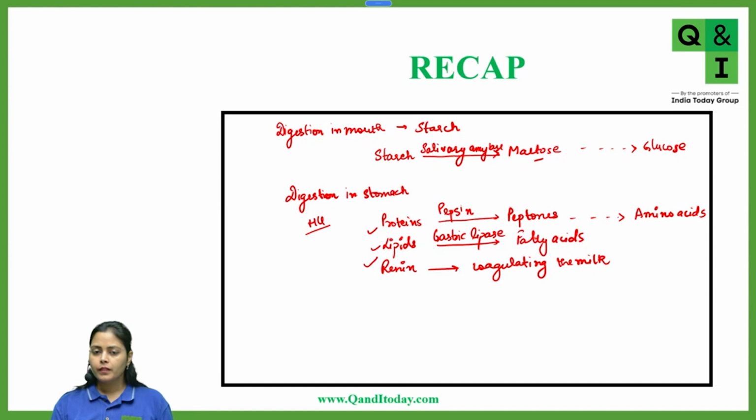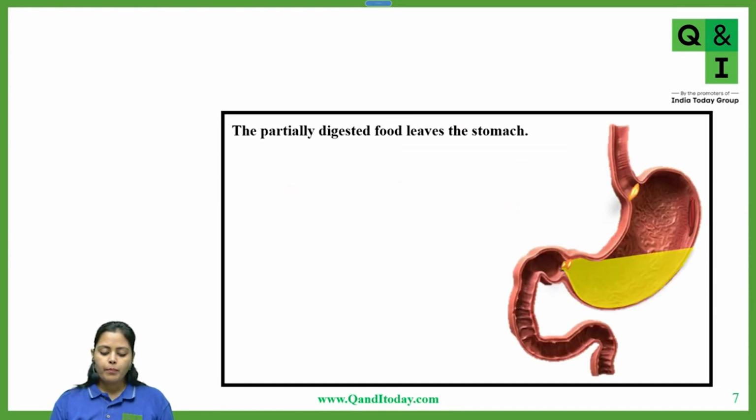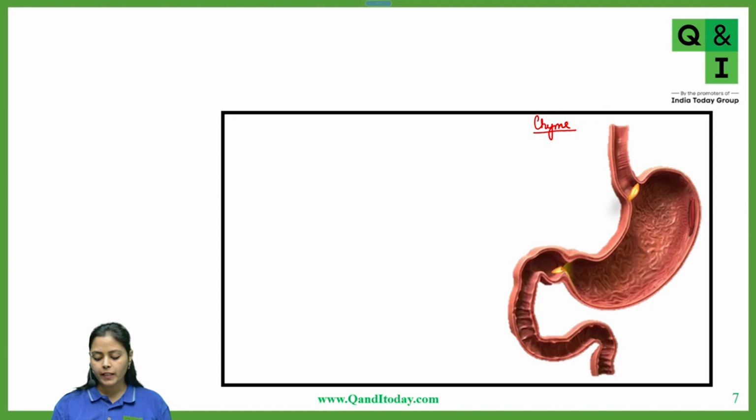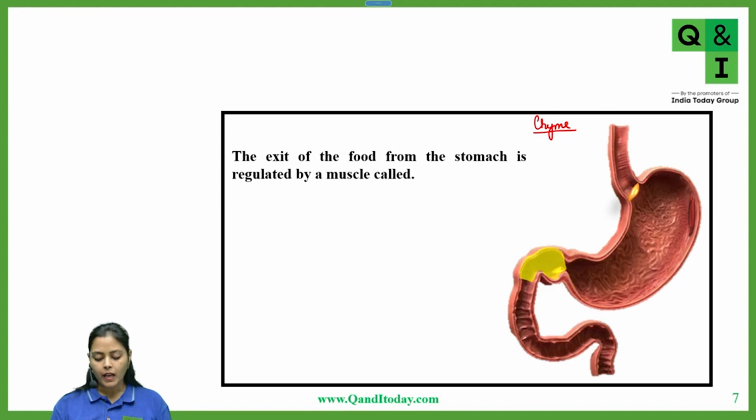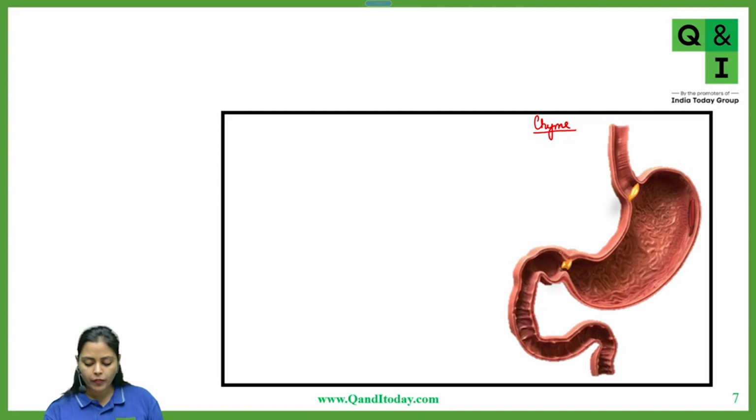Okay. Now what happens? The partially digested food leaves the stomach. The partially digested food which is leaving from the stomach is called chyme. Now you can see from here the partially digested food is exiting the stomach, and this exit of the food from the stomach is guided by a sphincter muscle. So there is one sphincter muscle present, and this sphincter is called pyloric sphincter.